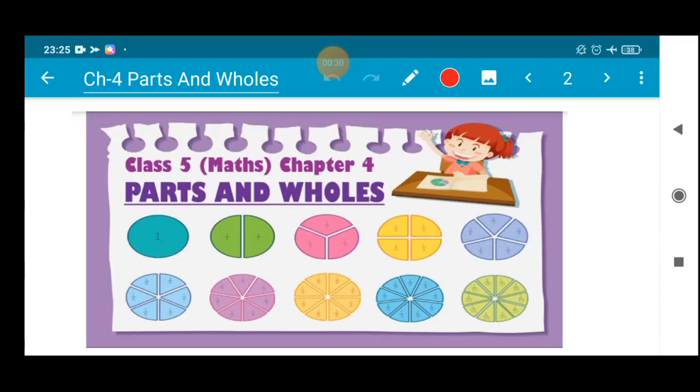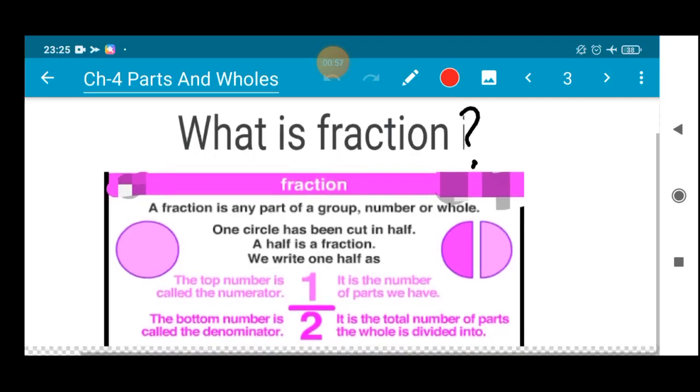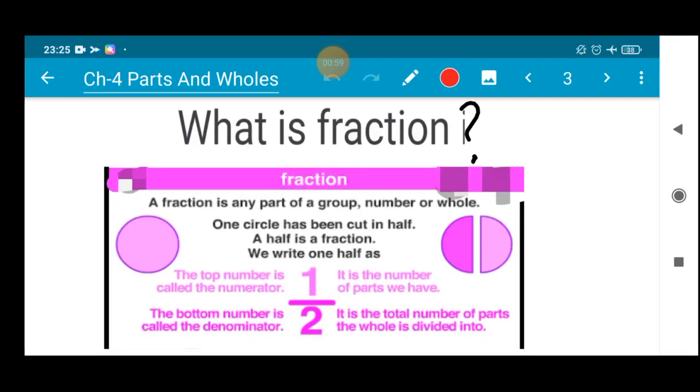Parts and wholes is a very interesting chapter, which deals with correctly representing and discovering fractions. Fraction is not a very unfamiliar term to you. In your class 4 you have dealt with the topic called fractions, and in this chapter we will also discuss the relationship on the basis of the figure. Now the term is very familiar. Parts and wholes is nothing but simply a fraction. So let us learn what a fraction is.